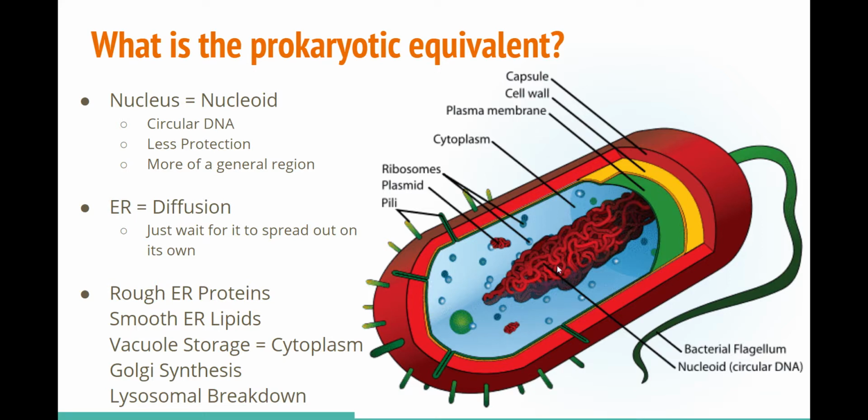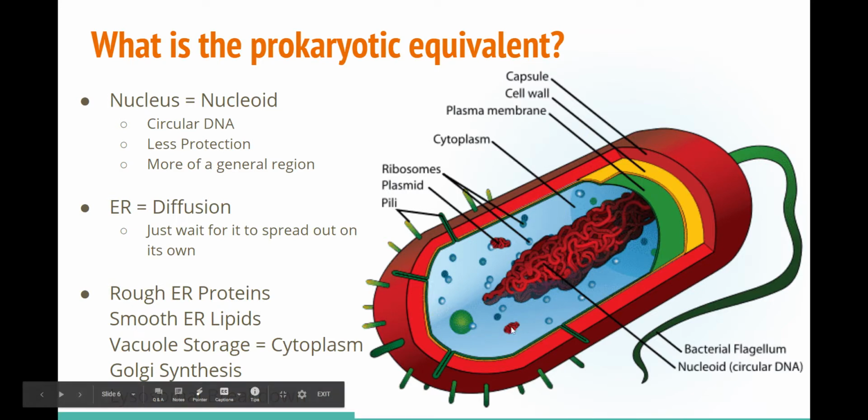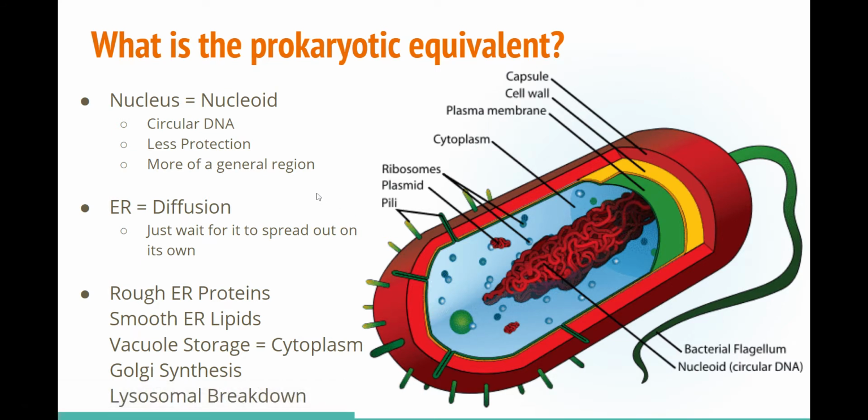Instead of an endoplasmic reticulum and a Golgi apparatus moving things around, they just use diffusion in the cytoplasm and wait for things to spread out. Their ribosomes are all over the place to grab things. And then they'll also have tiny structures of DNA, accessory genes called plasmids, that are smaller loops in their cytoplasm that can also be encoded for different proteins.